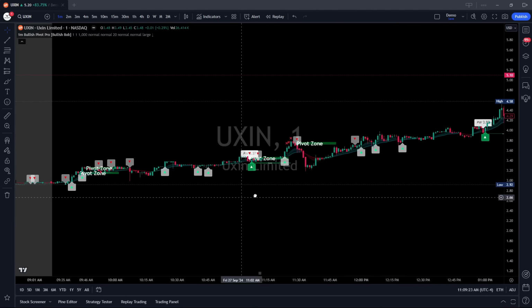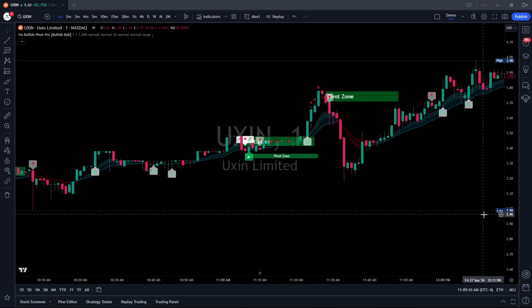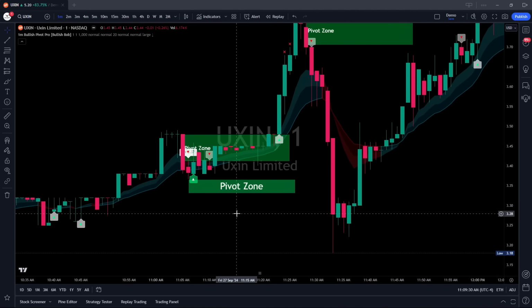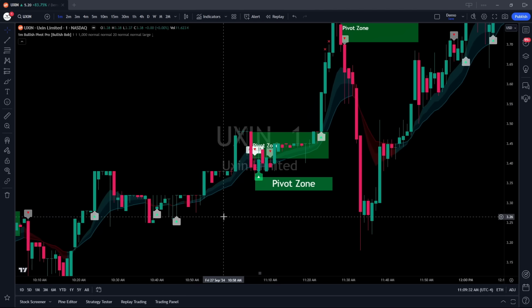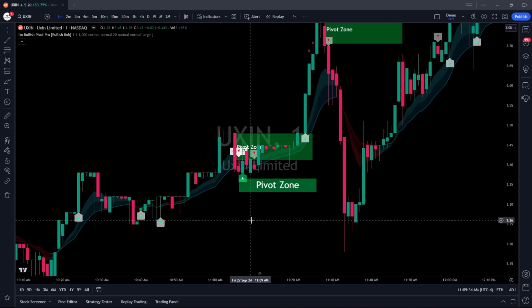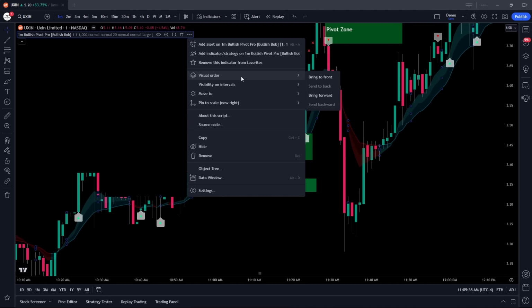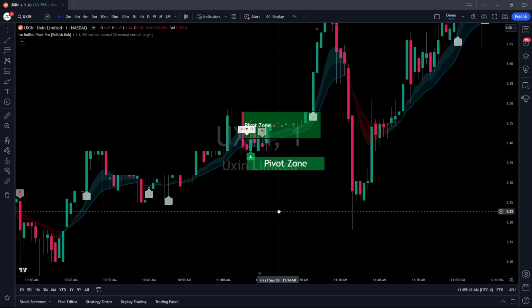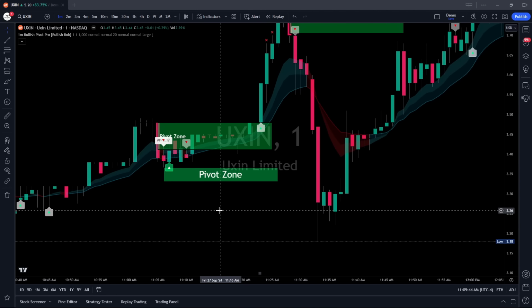All right, a few things that we're going to notice first right out the gate is our labels are a little on the smaller side. They're plotted behind the candles right now, so a little bit of an issue there. So let's go up to our indicator. Let's go to the 3 dots, visual order, bring to front, and there we go. Now we can see the label is now stacked on top of the candles.